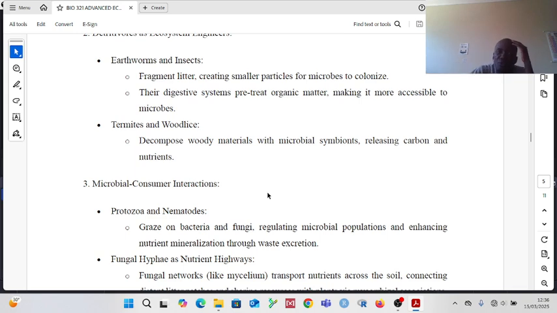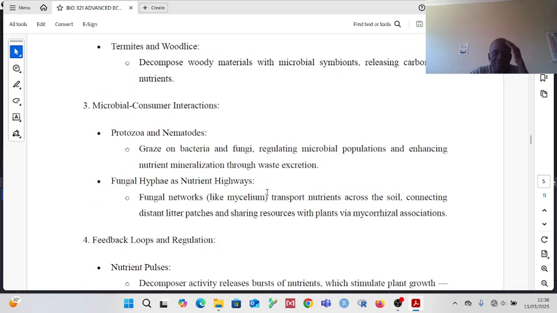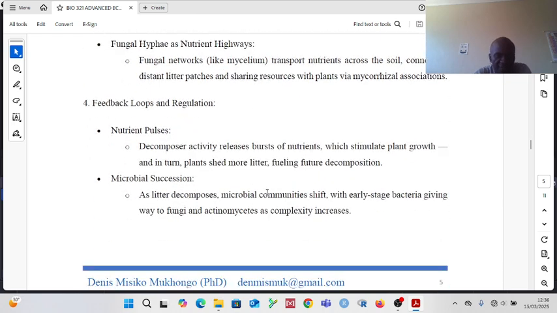Then you have now the microbial consumer interaction. So the protozoa and nematodes, they feed on microorganisms. They graze on the microorganisms. Then the fungal hyphae, which act as a nutrient highway. Okay. So the fungi have extensions, and it's through these extensions that the nutrients will be transported.